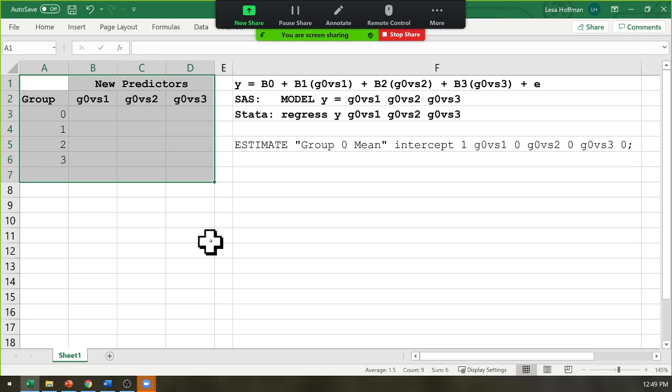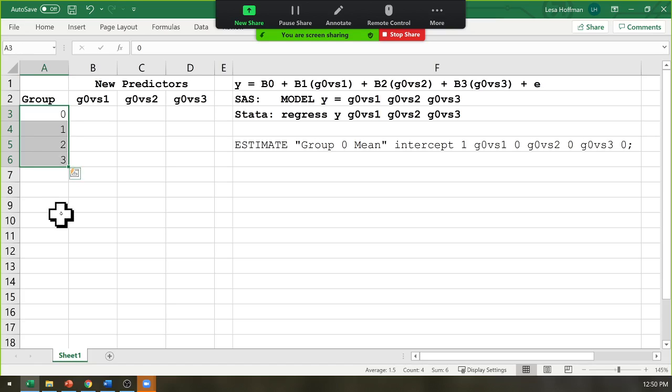This is what it would look like for a 4-group example, such as in your homework. So I've got 4 groups here, labeled group 0, 1, 2, and 3, because what the groups stand for doesn't actually matter. This is just a generic 4-group example. In this example, I would like group 0 to be my reference. So that tells me what the values of the 3 predictors that I need to create must be, because the reference group needs to be coded 0 on each of these.